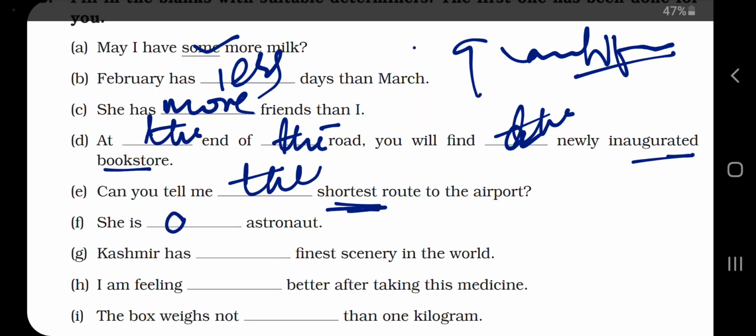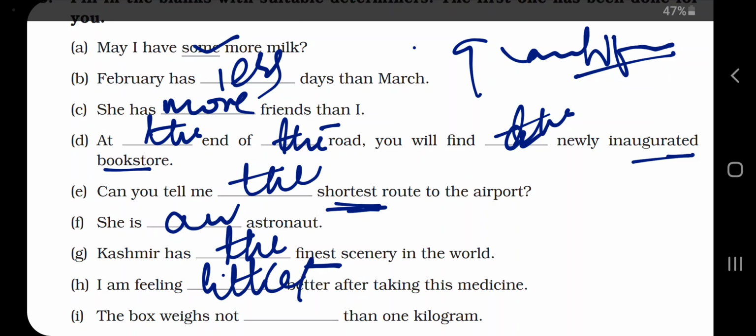She is an astronaut. Simple enough. Kashmir has the finest. Again, superlative degree. So whenever superlative degree is there, we have to use the. The finest scenery in the world. I am feeling a little better, you can write, or much better after taking this medicine. You can write even much. That will be correct. That also will be correct.